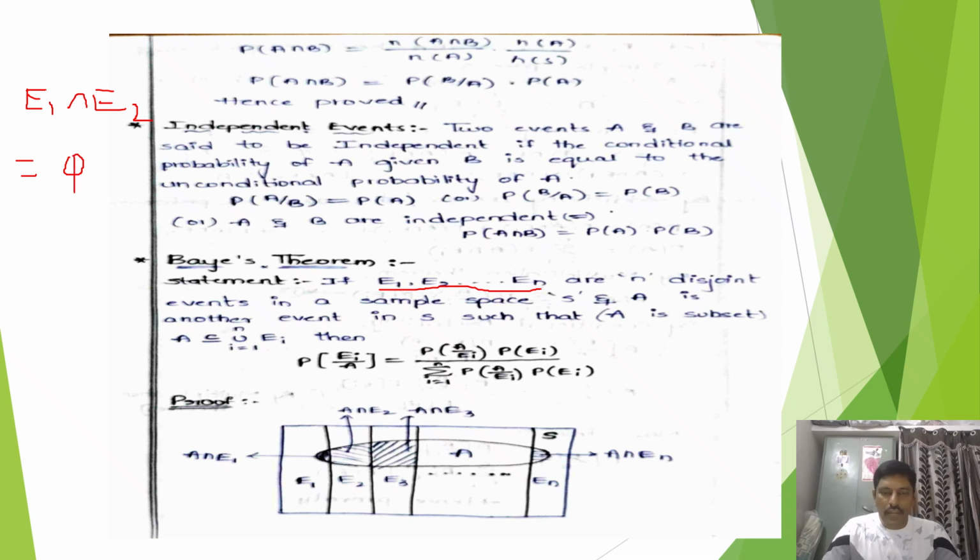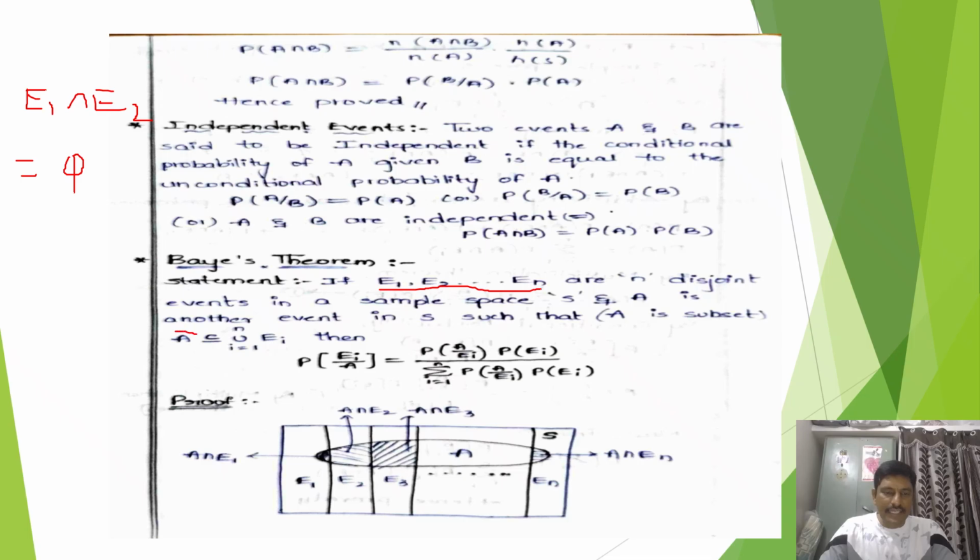Clear? So if you observe this diagram, we have taken E1, E2, E3. This square represents the sample space of a random experiment. And these events E1, E2, E3 up to so on En are n mutually disjoint events. Disjoint means E1 intersection E2 is equal to phi. So this is an event and this is also an event, but the intersection of these two events is equal to phi. Clearly you observe this. E2 intersection E3 is also equal to phi. Like that, for any two events, the intersection is equal to phi. Clear? Then what is given?